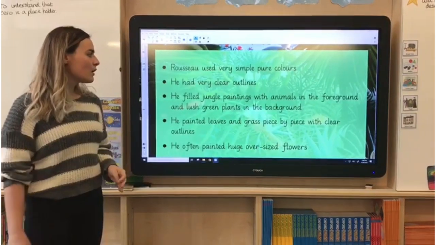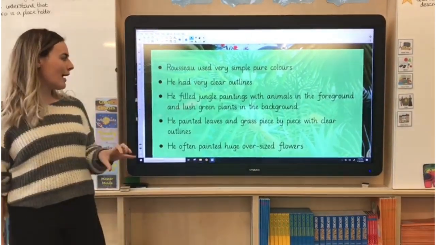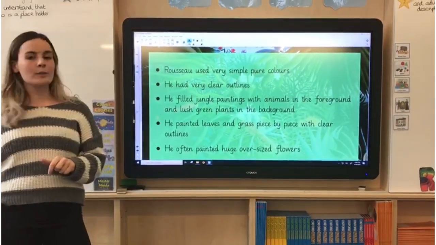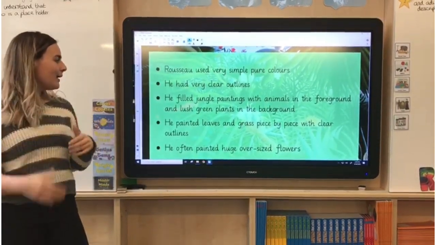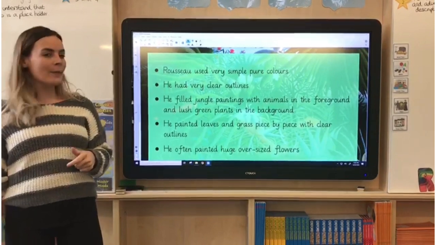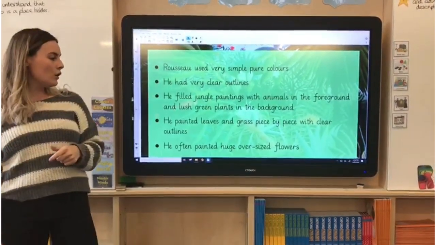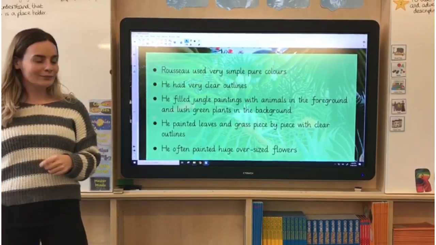He also filled his jungle paintings with animals in the foreground, which means at the front of the picture, and lots of green, lush plants towards the back. He painted the leaves and grass piece by piece with clear outlines, and he often painted huge, oversized flowers.